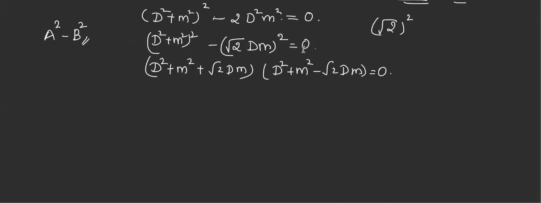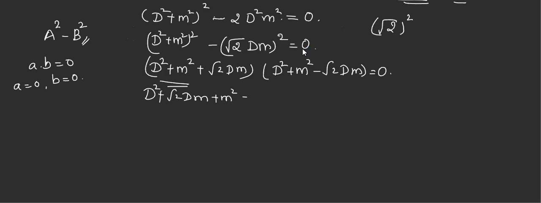Now here it is in the form a into b equal to 0. You have studied one format. If the product of two terms is 0, either a is 0 or b is 0, correct? So I equate this bracket to 0. d square plus root 2 d m plus m square equal to 0. Am I correct? I have written the same thing, only I have rearranged the terms.